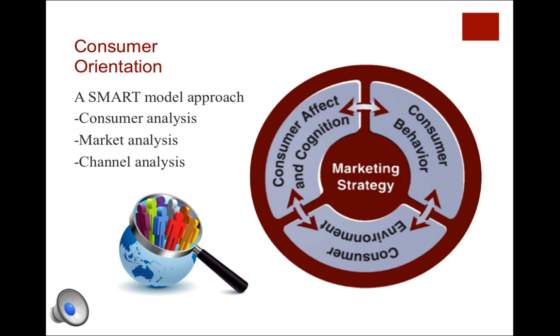A great model to use when addressing consumer orientation is the SMART model. This model accounts for a consumer analysis including the wants, needs, facilitators, and barriers of the priority population, a market analysis including competing behaviors, messages, or programs, and a channel analysis, which tackles how planners will communicate with the priority population. You can refer to page 58 in your textbook for more details on the SMART model.